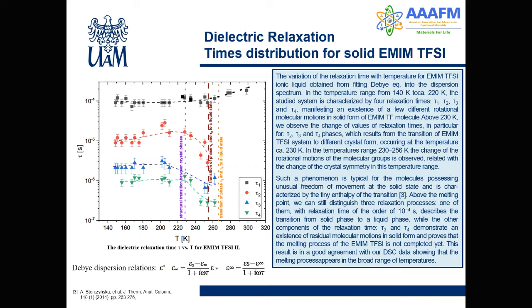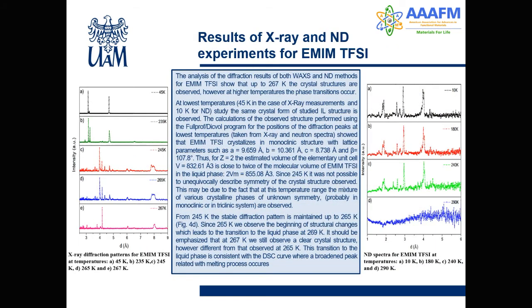It is an interesting feature because, on the basis of the structural method, we find that at lower temperature we have a stable structure of the solid state. Then at a temperature of about 245, the structure is changed, and from this point we also observe the change of the relaxation motion. The temperature 245 is the temperature of the solid-solid phase transition.